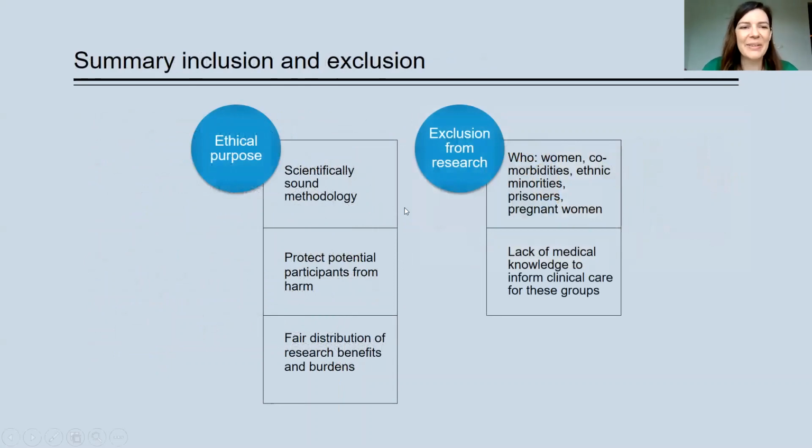So it's complicated. So in summary, the ethical purpose of inclusion and exclusion criteria are to ensure that the methodology is scientifically sound, to protect potential participants from harm if they're deemed to be particularly at high risk, and also to ensure the fair distribution of research benefits and burdens within the community. We need to be wary of the risk of unjust exclusion from research, and historically this has related to women, people with comorbidities, ethnic minorities, certainly prisoners, and pregnant women. And this is a problem because it means there's a lack of medical knowledge to inform the clinical care for these groups.